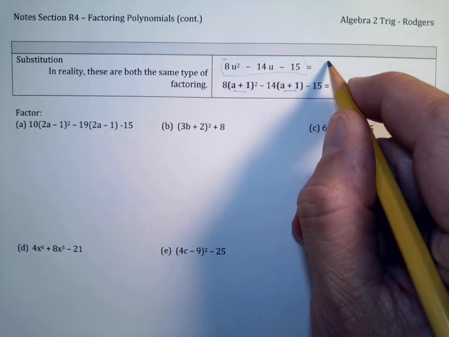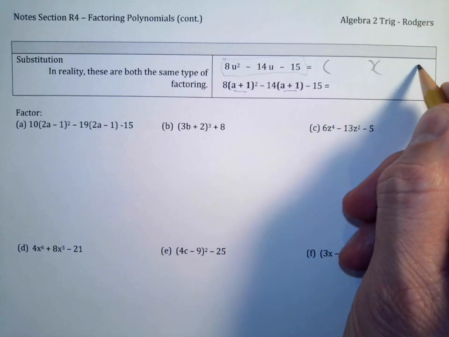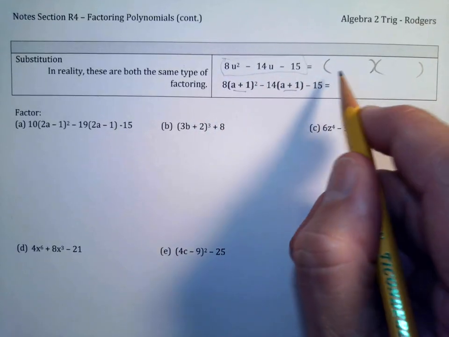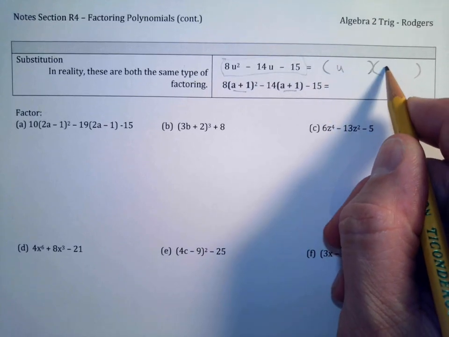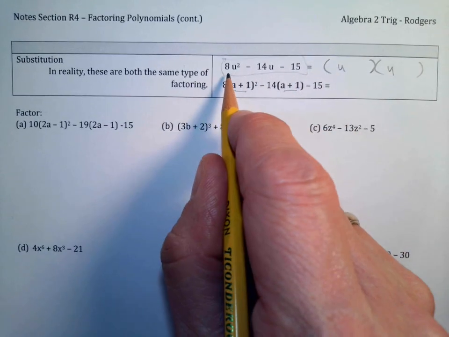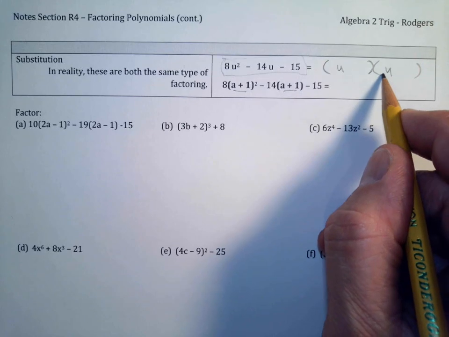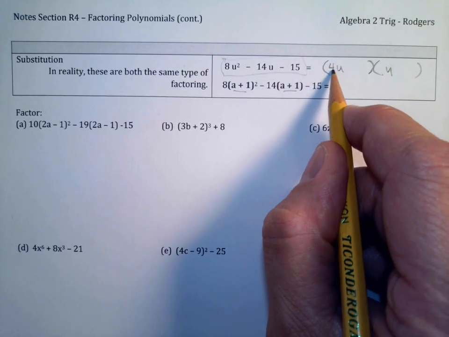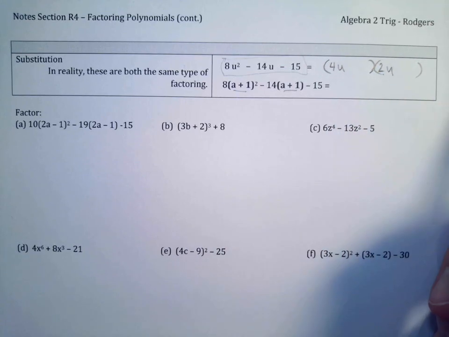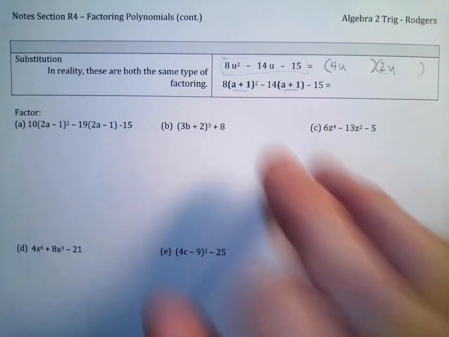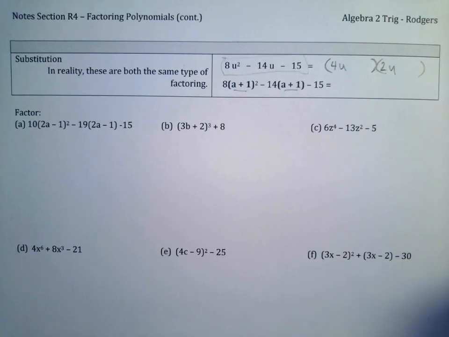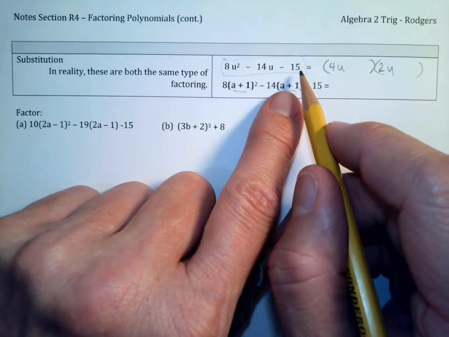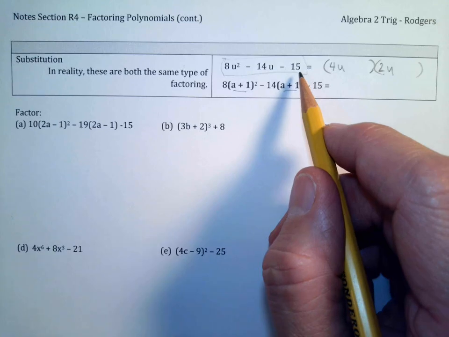And so let's do that by trial and error. It's going to be a u and a u, but it might have some coefficients. So it could be 8u and u, or 4u and 2u. I'm going to go with 4u and 2u and see if that works. And of course, if I can't get that to work, I'll go back and use 8u and u. All right, so 15, that could be 15 and 1, but probably going to be 5 and 3.